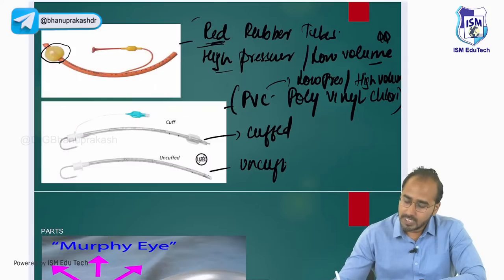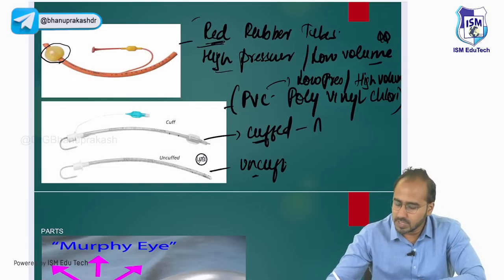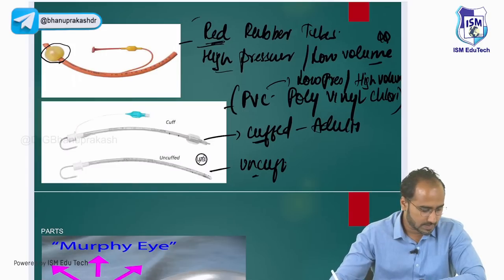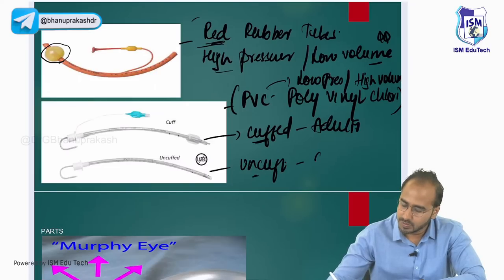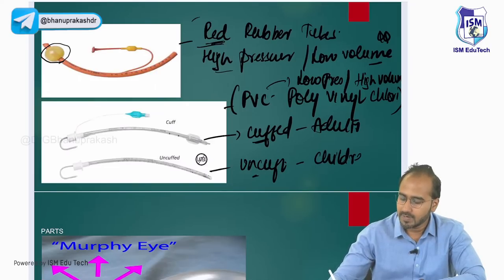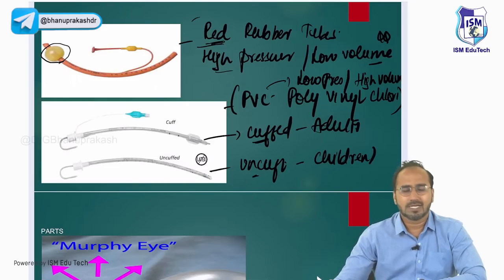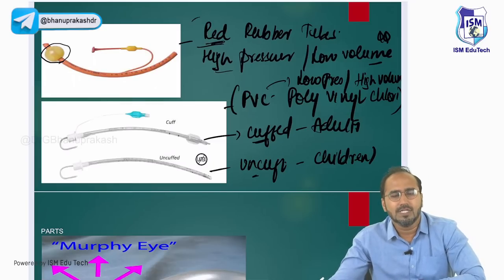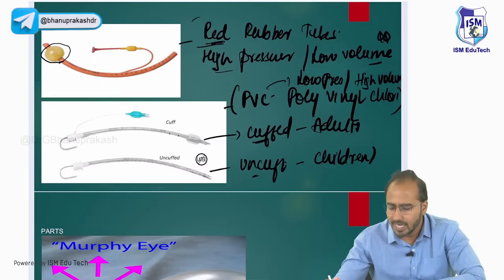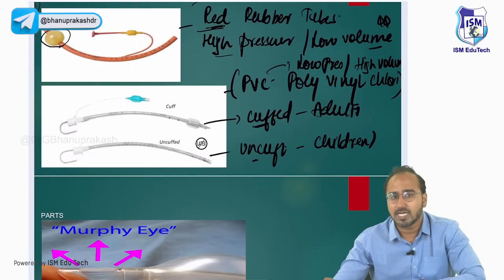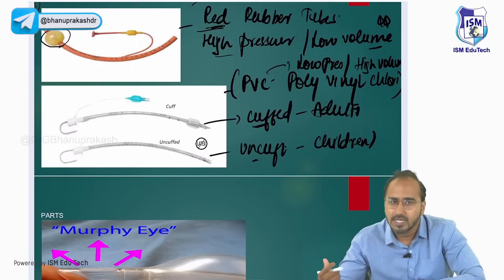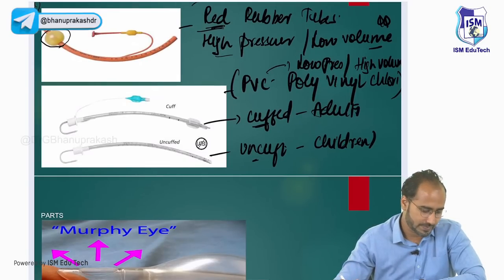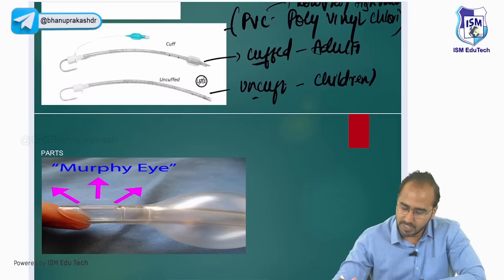Next. In the PVC, there are two types, I told you, cuffed and uncuffed. Cuffed is used in adults. Very good. Whereas uncuffed is used in whom, guys? Uncuffed is used in children. Why? Because the tracheal diameter of children is very small. You can just put the tube and it doesn't require any cuff. Whereas for adults, the tracheal diameter is large. You require a tube that has a cuff. Okay. So that is the PVC tube.